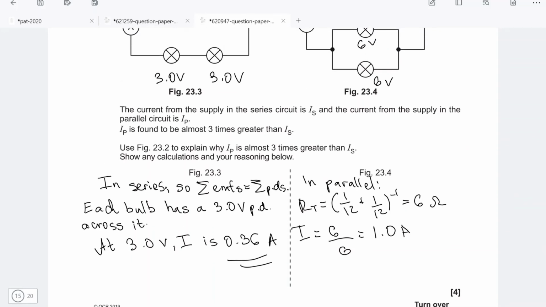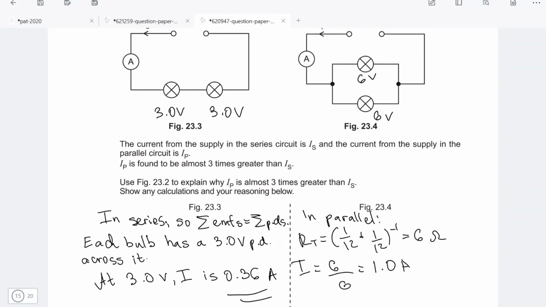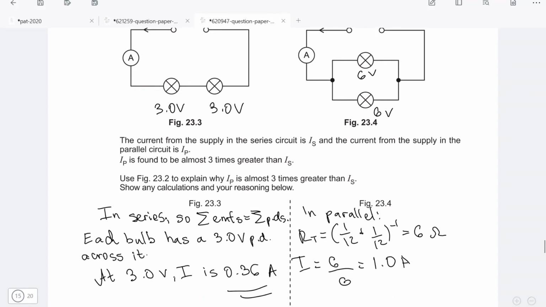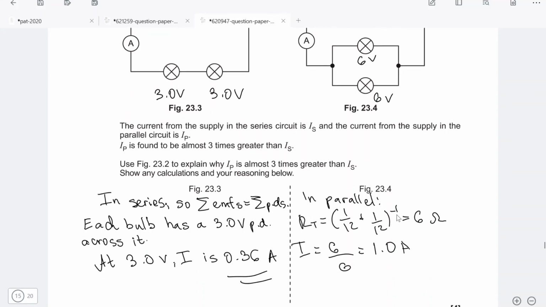When we look at the parallel case though, let's do a little bit of a calculation. Because the bulbs will now be at 6 volts at 12 ohm resistance, we can pretty easily figure out the current in that case, because the total resistance will be given by 1 over 12 plus 1 over 12 raised to the power of -1. This is just our resistors in parallel formula. We're going to get that the total resistance is 6 ohms. Our current will then be given by V, which is 6, divided by resistance 6, which is 1 amp.